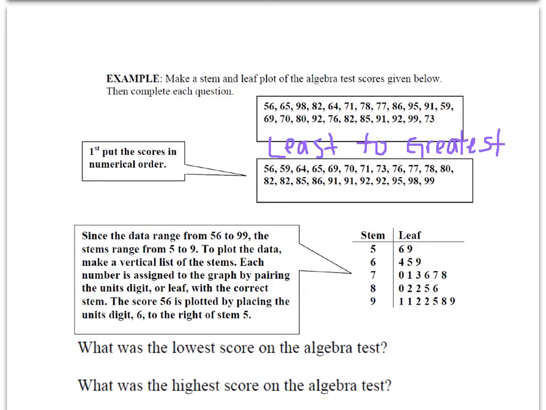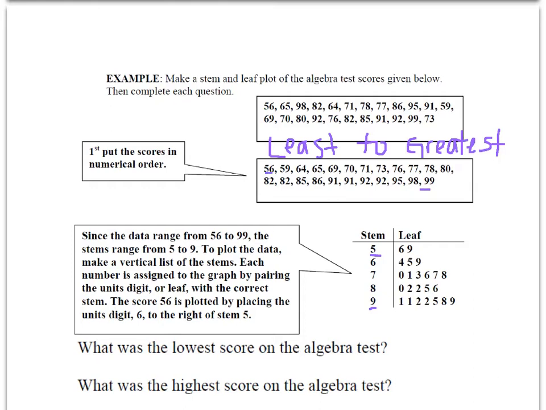Since the data ranges from 56 to 99, the stems range from 5 to 9, because 5 is going to be the lowest and 9 is going to be the highest for the stem. Looking at that, it's because the tens place value is the highest common place value.